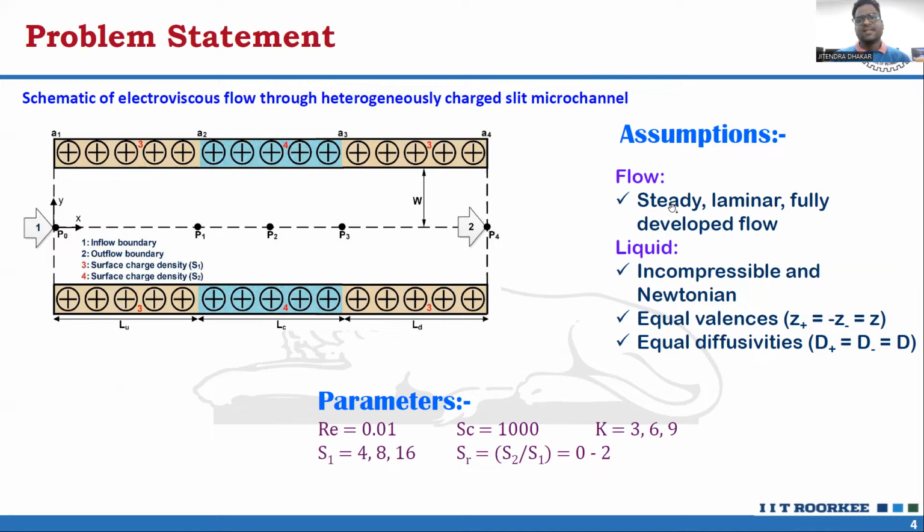These assumptions are considered to solve the flow problem. Here flow is steady, laminar, fully developed, and the liquid is incompressible and Newtonian, and it contains symmetric anions and cations having equal valencies and equal diffusivities. These are the dimensionless parameters used to solve the flow problem, where Re is Reynolds number, Sc is Schmidt number, K is inverse Debye length, S1 is surface charge density, and Sr is surface charge ratio.